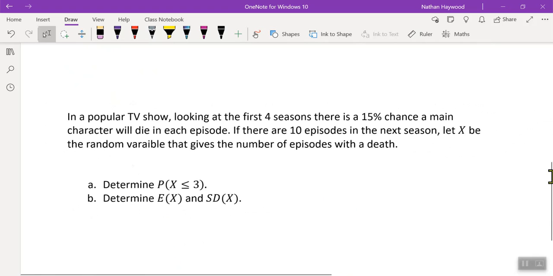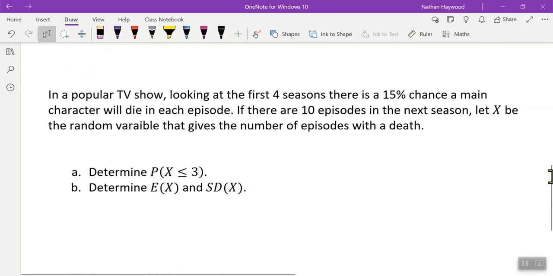Let's just imagine you're watching one of those shows where main characters die a lot. You know the kind I'm talking about? There are 4 seasons, and there's a 15% chance a main character will die in each episode. If there are 10 episodes in the next season, let X be the random variable that gives the number of episodes with a death. Okay?